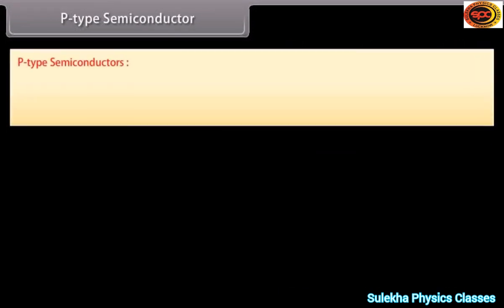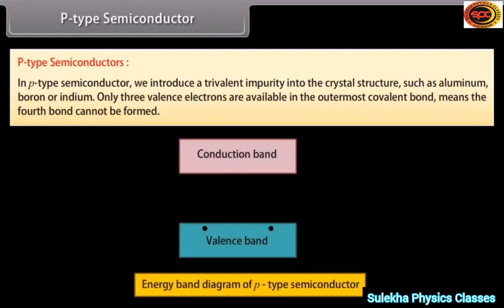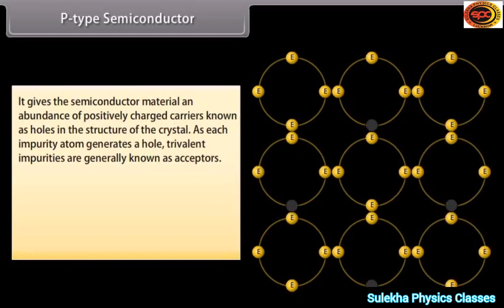P-type semiconductors. In a P-type semiconductor, we introduce a trivalent impurity into the crystal structure, such as aluminium, boron, or indium. Only 3 valence electrons are available in the outermost covalent bond, meaning the 4th bond cannot be formed. It gives the semiconductor material an abundance of positively charged carriers known as holes in the structure of the crystal.